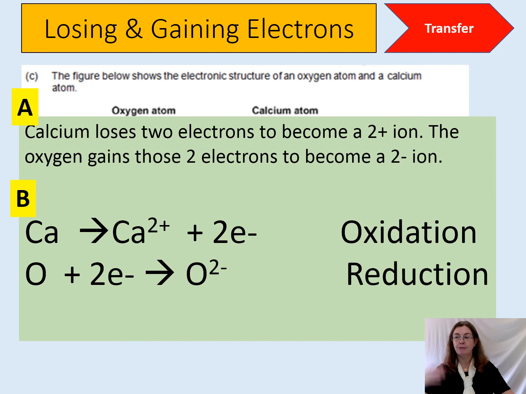Okay, mark yourself out of 4 for the words, and then you can give yourself 1 mark for a correct equation and 1 mark for saying whether it's oxidation or reduction. So again, that bottom part is worth 4. So in total, that whole question, 8 marks. Did you get all 8? If you didn't, make sure you use your green pen and add in the corrections.